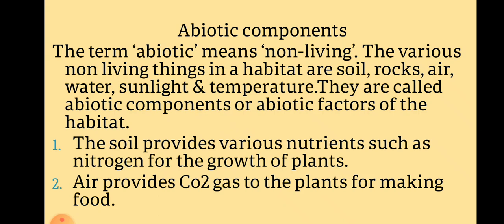Then there are abiotic components. The term abiotic means non-living. The various non-living things in a habitat are soil, rocks, air, water, sunlight, and temperature. They are called abiotic components or abiotic factors of the habitat. The soil is an abiotic component and it provides various nutrients such as nitrogen for the growth of plants. Similarly, air provides carbon dioxide gas to the plants for making food.